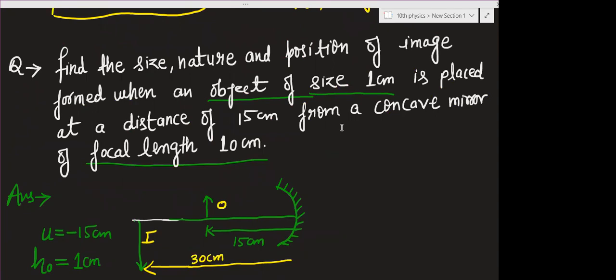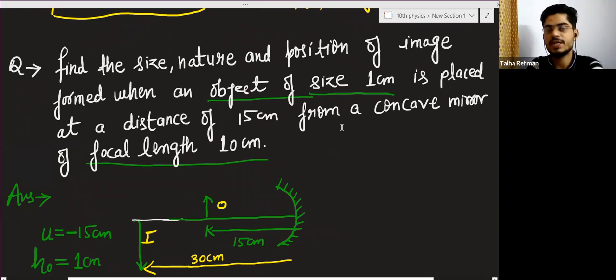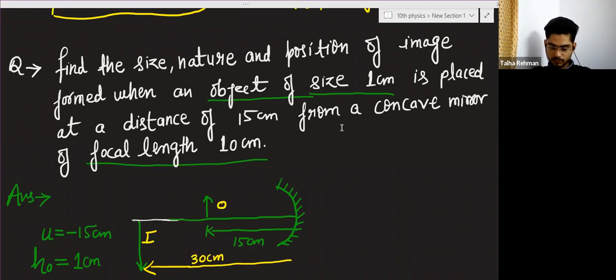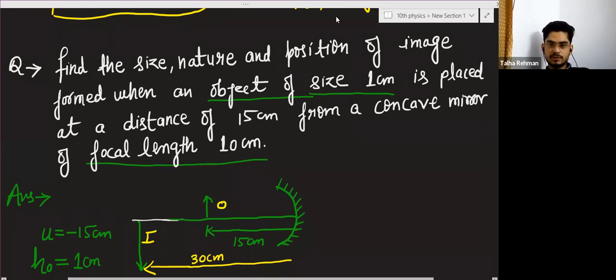Be careful with sign. The object is placed in front of the mirror at a distance of 15 centimeters. So I have taken u is equal to minus 15. Height of image is 1 positive, and image distance is 30 centimeter in front of the mirror. In front of the mirror is negative in this case.